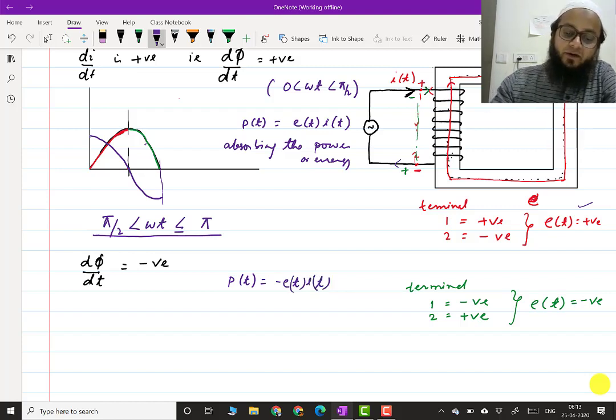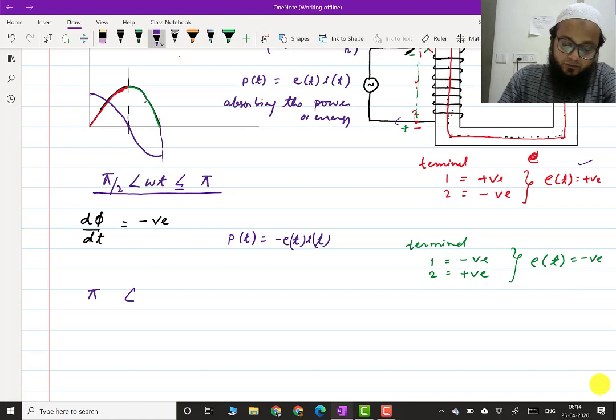Okay, so if earlier it was positive, now this power has become negative. That means it is actually sending the power back to the source. If earlier the system was absorbing the power, now what we can say is the power is actually being sent back to the source. Okay, similarly for when omega t is greater than pi and less than 3 pi by 2, what you can see is you can do this.